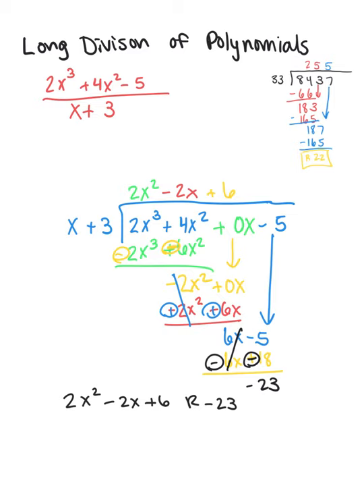So again, my answer can be written two different ways. I can say 2x squared minus 2x plus 6 with a remainder of negative 23. Or we can say 2x squared minus 2x plus 6 minus 23 over x plus 3. Again, the minus 23 came because that's the remainder, and the x plus 3 because that's what I'm dividing by. So that's 3 examples of long division. There is another way to divide polynomials, and that's synthetic division, which I will talk about in a different video. So good luck.